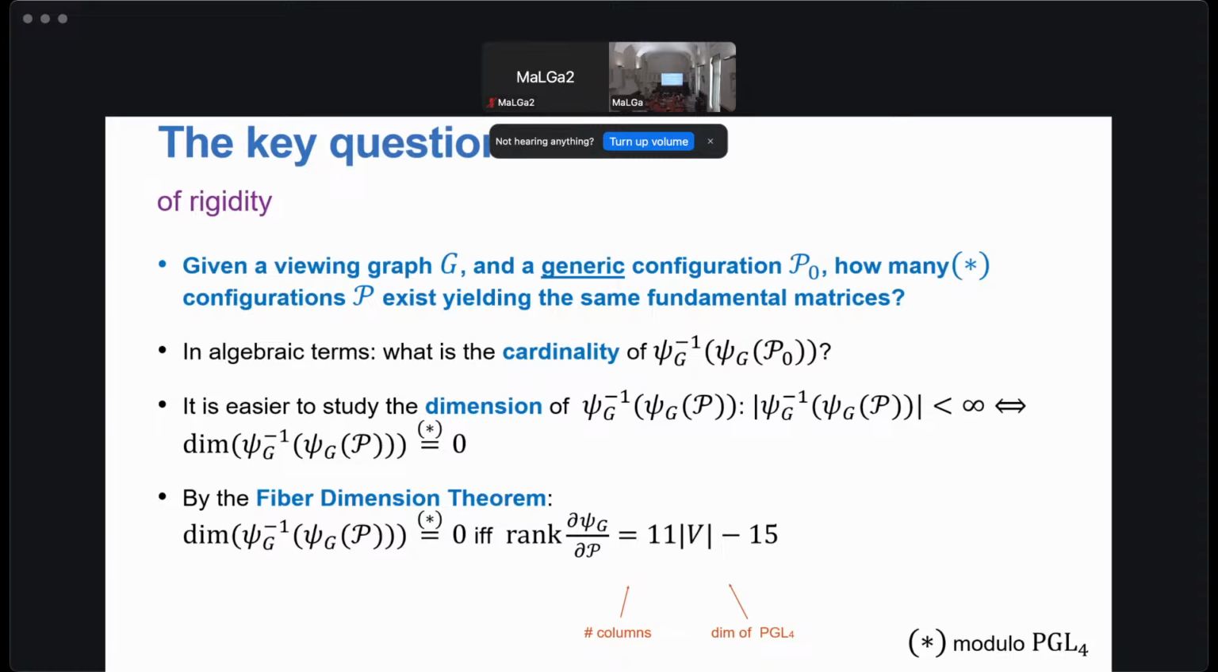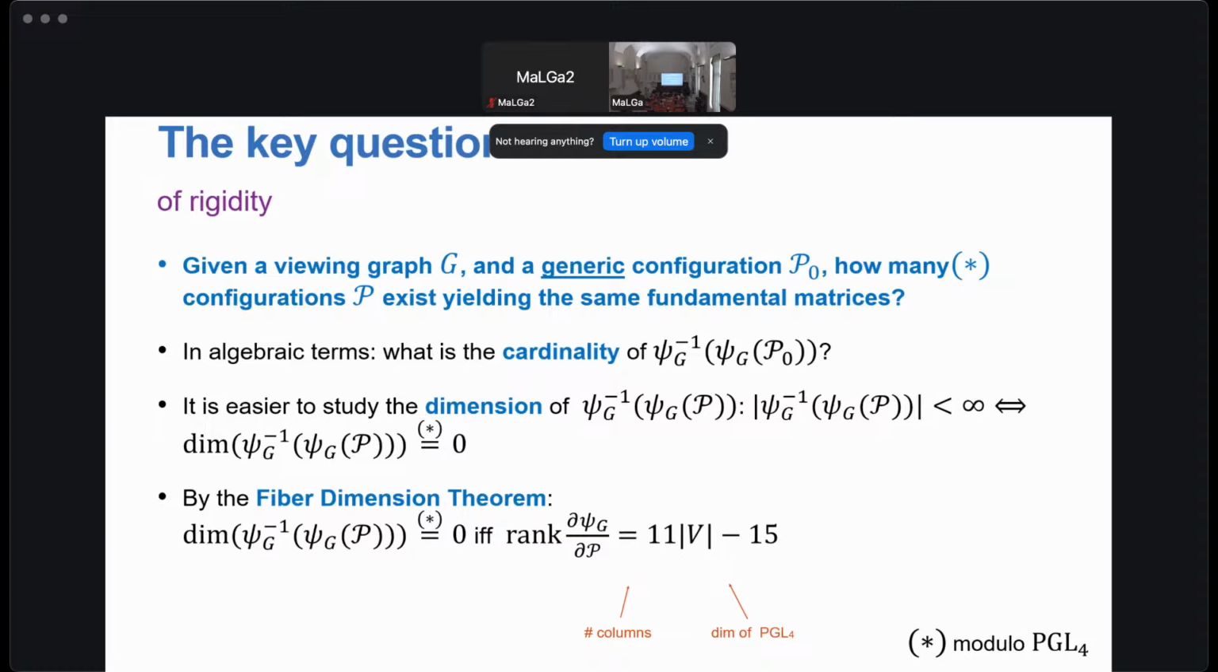So the key question is, given a viewing graph G and a generic configuration P0, how many configurations P exist yielding the same fundamental matrices? So we start from a configuration, so a solution already exists, and we ask, are there other such configurations given the same fundamental matrices, or is this unique? Always modulo a projectivity. So in algebraic terms, our question regards the cardinality of this counter image. It's called the fiber of psi G of P0.